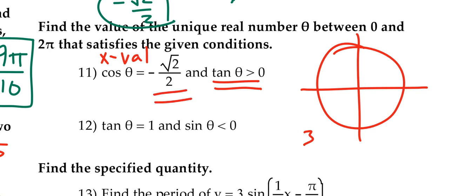And they want the x value to be negative radical 2 over 2. Well, it's not negative 1/2. It'd be negative radical 2 over 2, which is this one right here, and 5 pi over 4, nicely done.